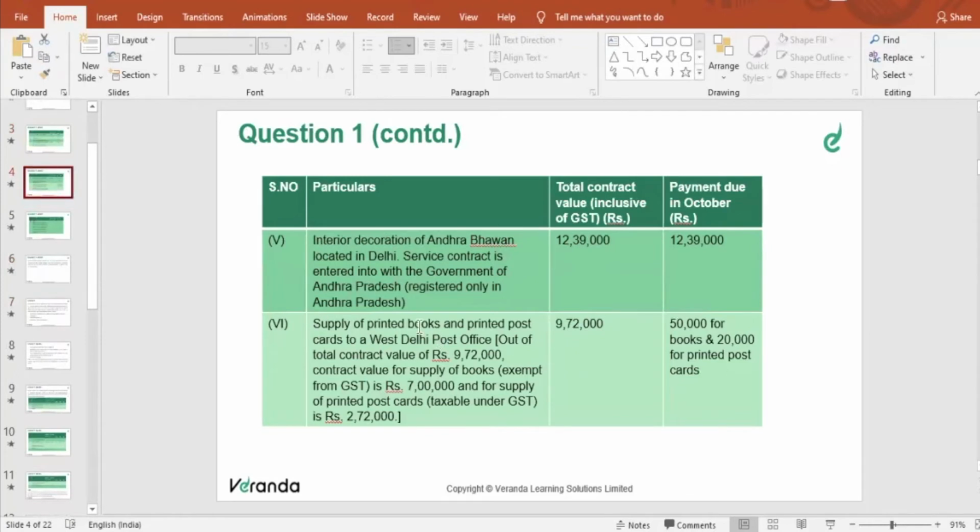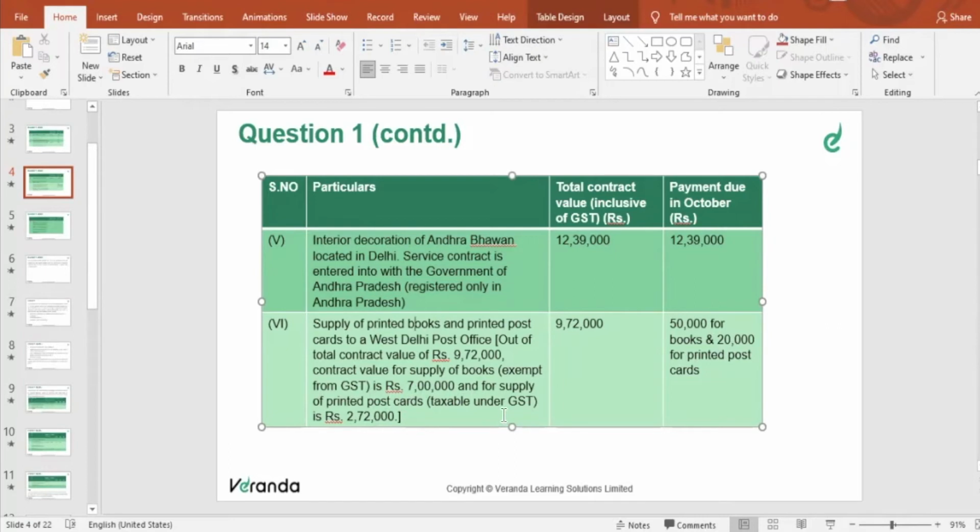Supply of printed books and printed postcards to a West Delhi post office out of total value of 9,72,000. Exempt goods is 7 lakhs and taxable supplies is 2,72,000. We are supposed to actually consider only 2,72,000. It was correctly put, and no tax shall be applicable on this. Be it on the 20,000 payment also which is being made, no tax shall be deducted.